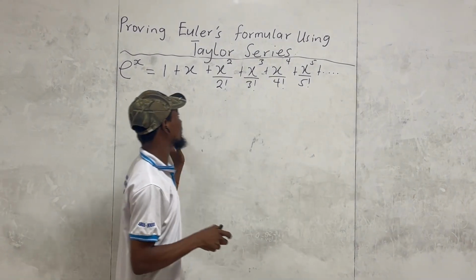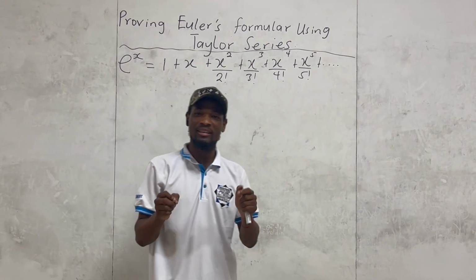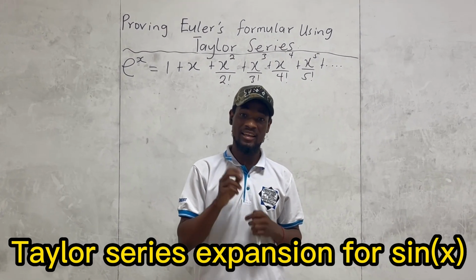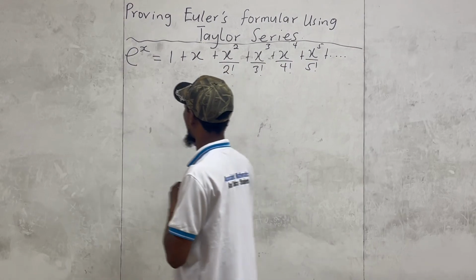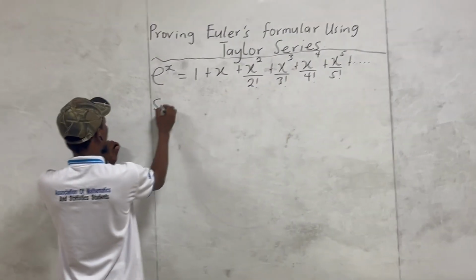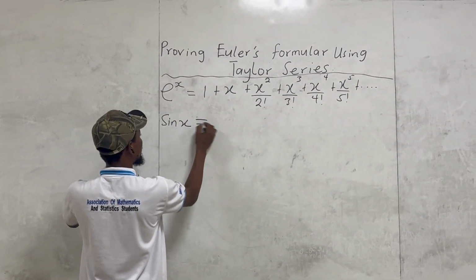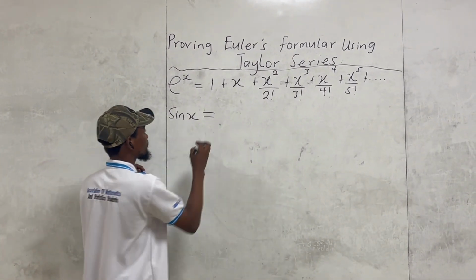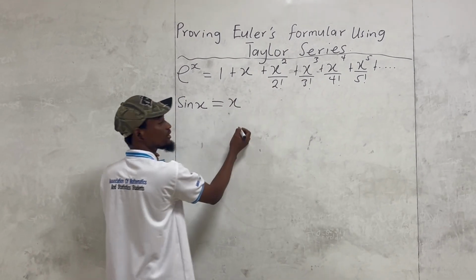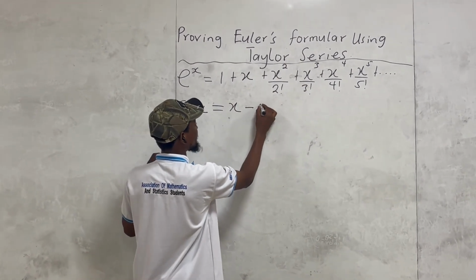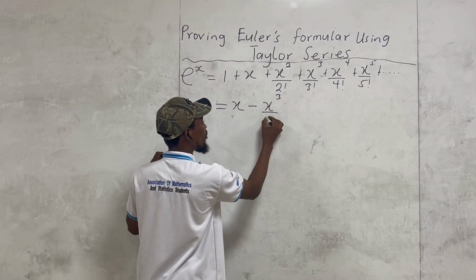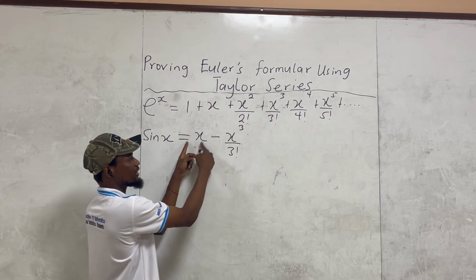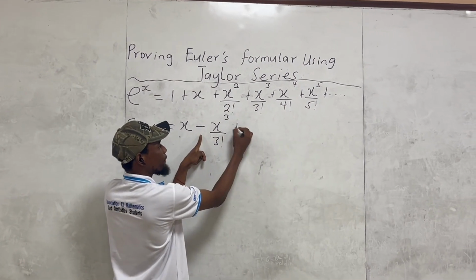Let's look at the Taylor series expansion for sine x. The Taylor series expansion for sine x is equal to x, then minus x to the power 3 over 3 factorial. So it begins with plus, then minus, then we have plus.